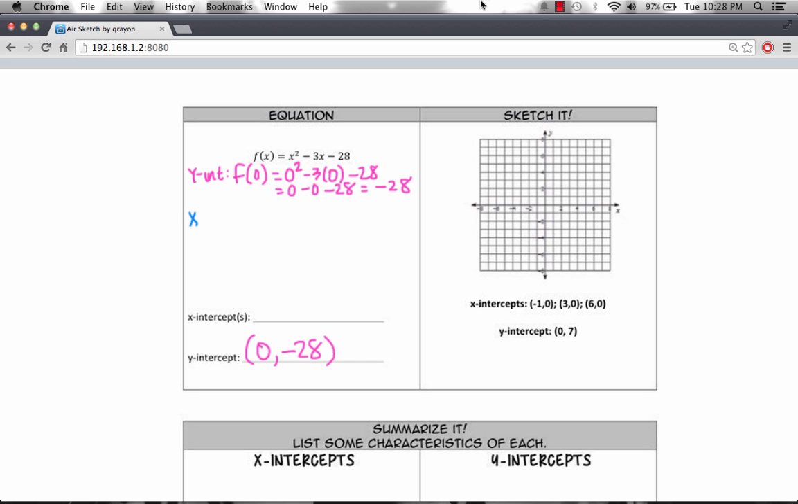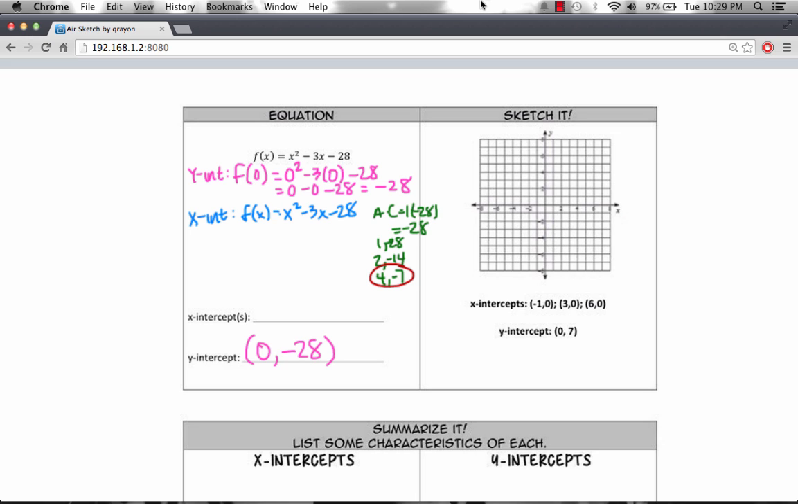As far as x-intercepts go, we want to take our function and solve it. One way that I suggest solving is by factoring. So starting with a times c, which is 1 times -28, which is -28. And we're looking for two numbers that multiply to get -28 that add up to -3. So we have 1 and -28, 2 and -14, 4 and -7, which is the one that works.